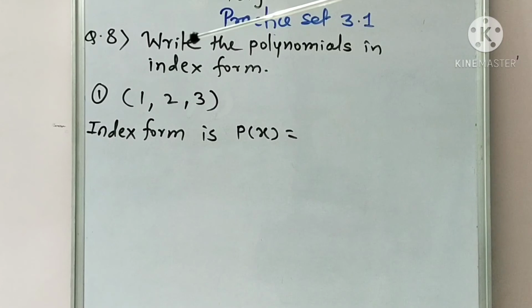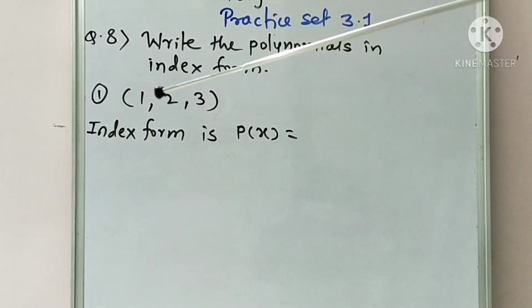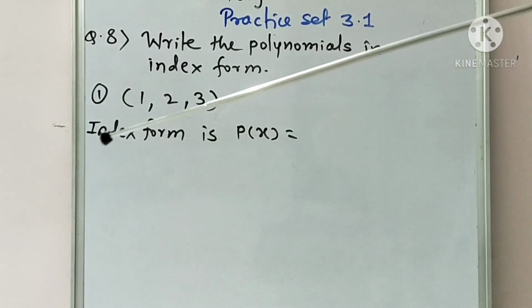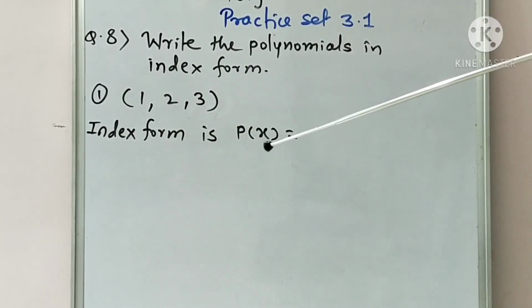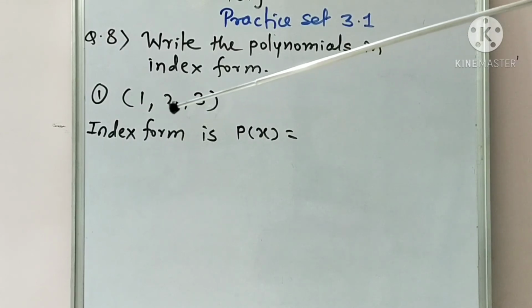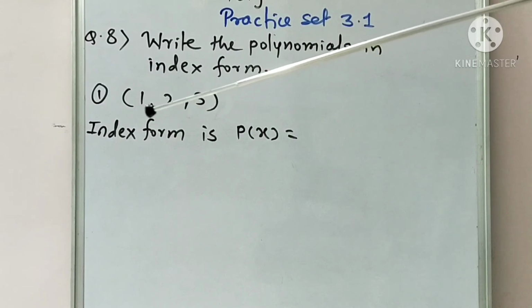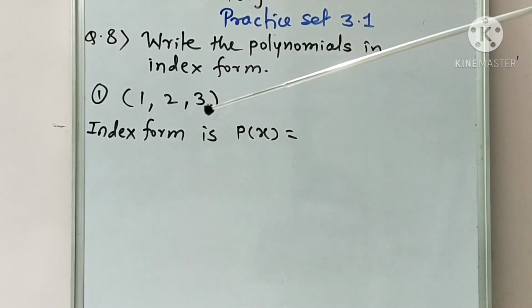Now in the 8th example, the question is write the polynomials in index form. Okay, means we are given the coefficient form and we have to write the polynomial. Index form means we write down the polynomial using the variable x, so we name it as p of x. To write down the polynomial in index form, what you have to do here, students, is first we count these coefficients, and as we count, we observe here that 3 coefficients are given.